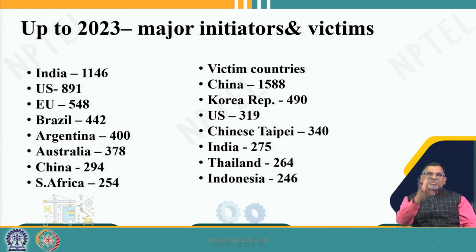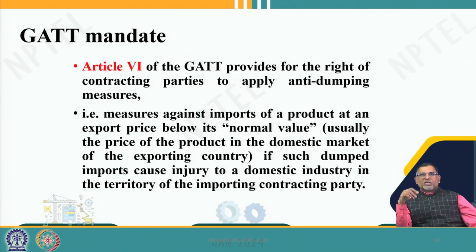So, the entire scenario shows it is not only the developed countries using the WTO agreement against other countries, but the developing countries are the most frequent users of this measure against the developed countries. And definitely it is not only the developed countries, a single country is China. The largest number of initiations are against China.